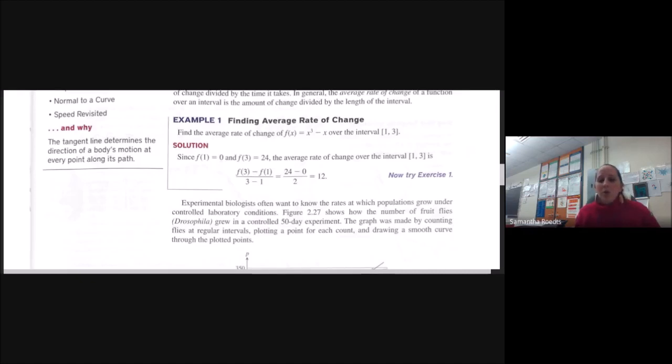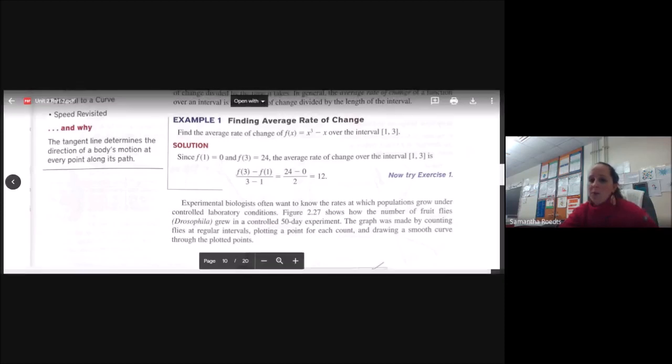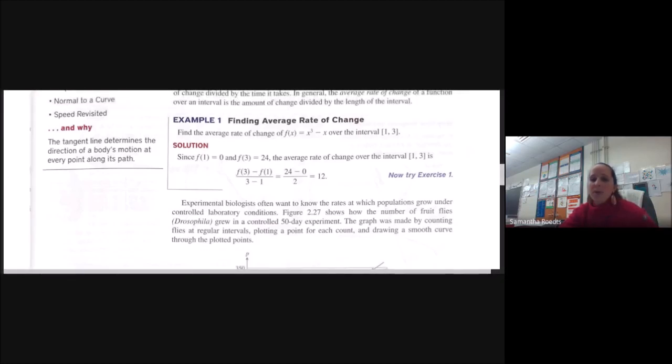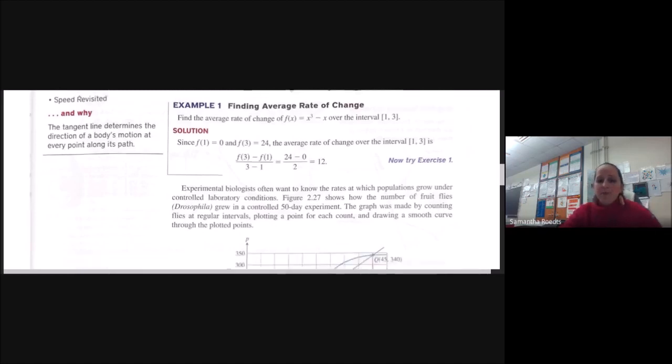My solution is to take f of 1. So 1 cubed minus 1 is 0. And f of 3 is 27 minus 3, which is 24. Then the average rate of change over the interval from 1 to 3 is f of 3 minus f of 1 over 3 minus 1. So 24 minus 0 over 2 equals 12.